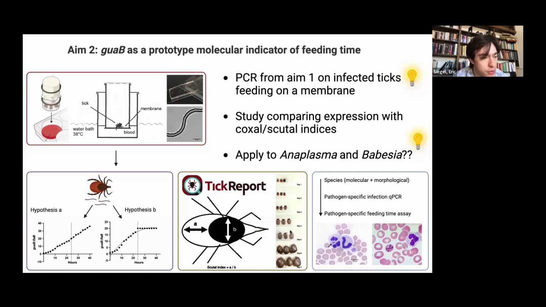And this could be a prototype for use in other pathogens. So while we don't understand the expression of the guaB equivalents in Babesia, for example, there are other genes that should have similar expression patterns to guaB in these organisms. And it's possible that we could develop this into a pipeline where, like I was saying, once you do a pathogen-specific qPCR assay, you then move on to the indicator of feeding time that is specific to that pathogen.